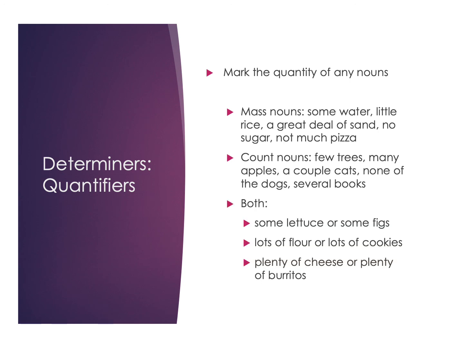And some work with both. So some lettuce or some figs, lots of flour, lots of cookies, plenty of cheese, plenty of burritos. So some of them can work either way, and some of them prefer either mass or count nouns.